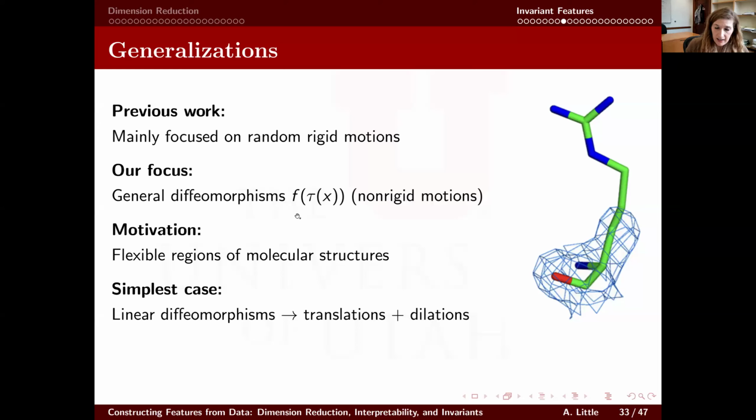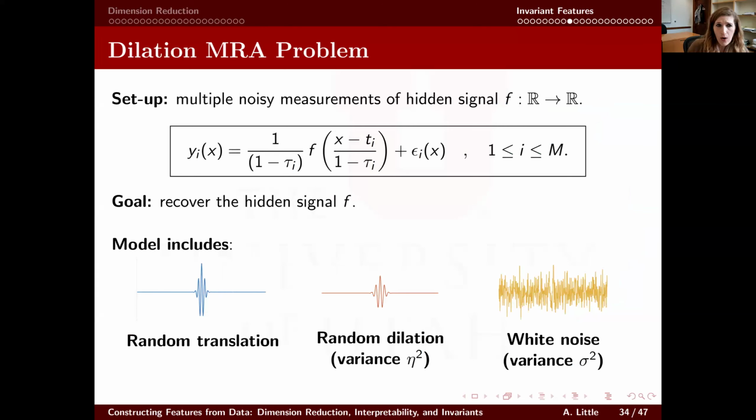And here, this is very hard in general. I don't think there's an approach that can handle all cases of that. But the simplest thing you could think about as a first step is the case of linear diffeomorphisms, where you have translations plus dilations. Even the simple case is pretty interesting and challenging. So an alternative model is to add dilations into this classic MRA model.